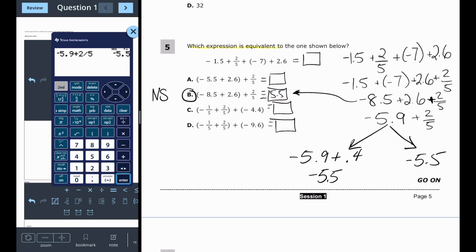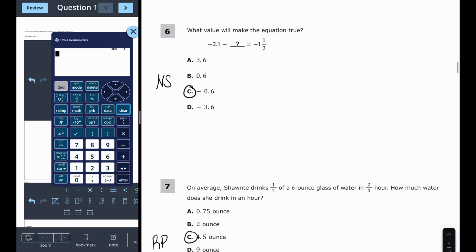So I'm going to stop there because there's so many approaches to this problem. All you're looking to see is which expressions were equivalent to each other. Let's go to the next one. This one also says number sense, but I actually solved this like an equation. Again, two different pathways.